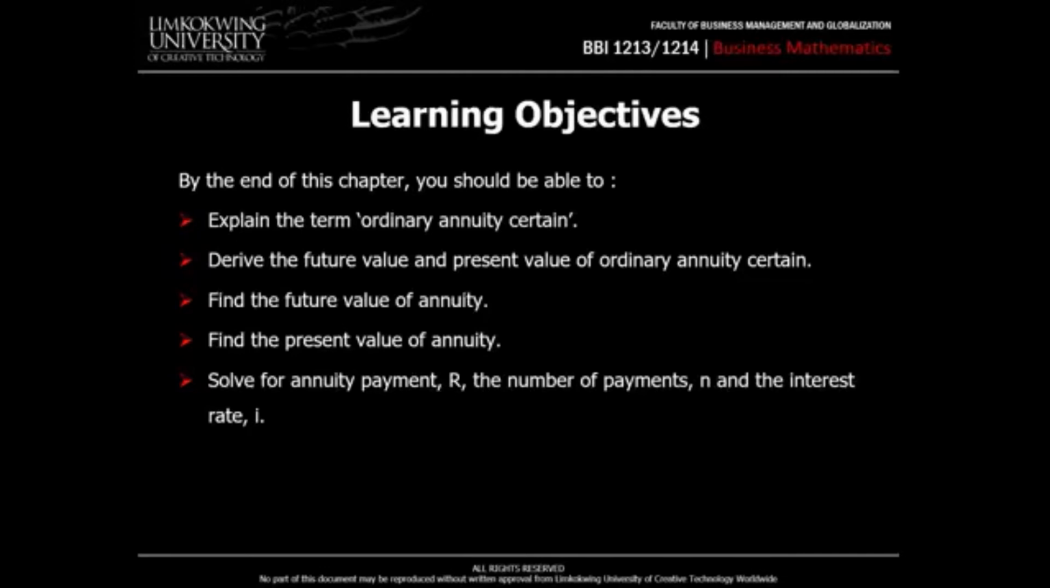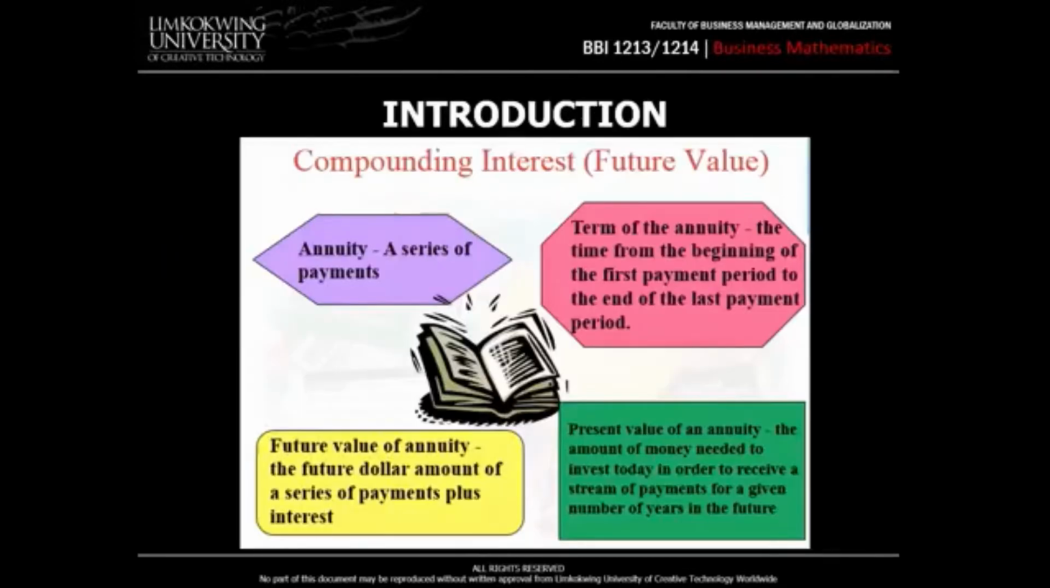To find the future value, which is S, and the present value, which is P, that we learned previously in compounded interest, is actually a different formula. When we talk about future value, this is the accumulated value after we deposit some amount. Present value is the original value. Then we look into finding the future value of annuity and also the present value. And then we solve for the annuity payment R, the number of payments n, and the interest rate regarding the annuity.